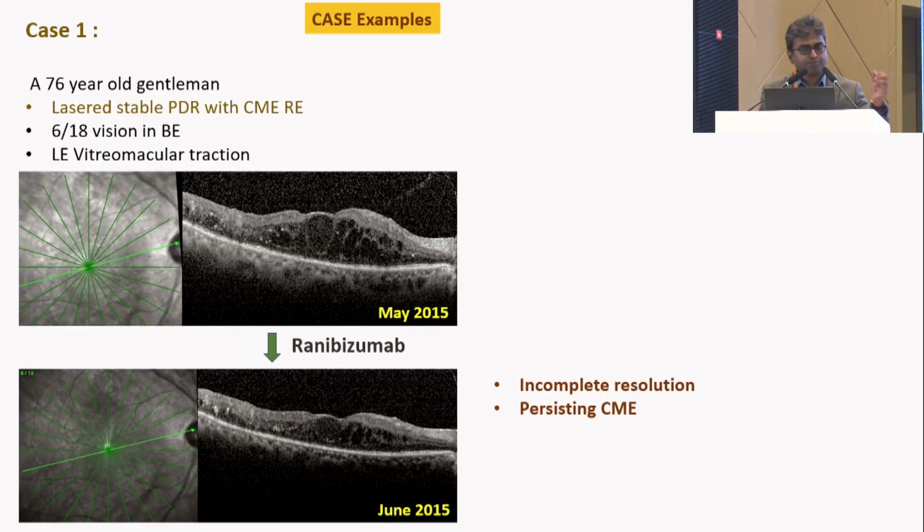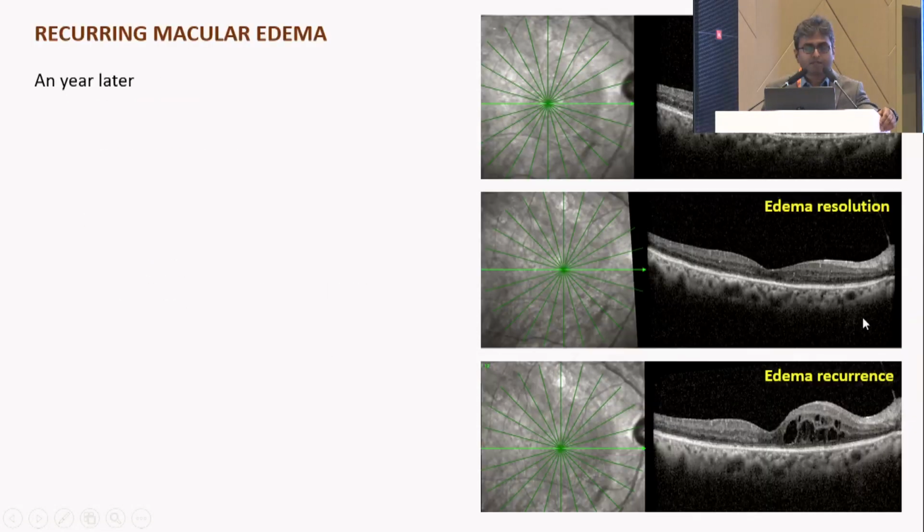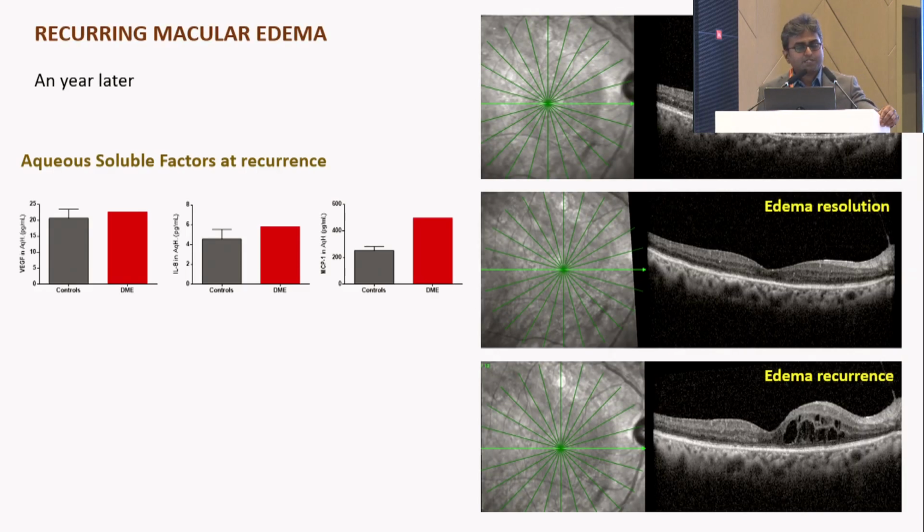Before finishing, I'll just go through a quick case example where we looked at these factors and tried to implement them in clinical practice. It's an incomplete resolution of a CME, a persisting CME. When you look at the array of molecular factors, which is what we usually do at our place, you can see the VEGF is on the higher side, and IL-8 and the ICAMs and VCAMs are also on the higher side. Since the inflammatory factors were higher, the IVT was given, and you could see the resolution.